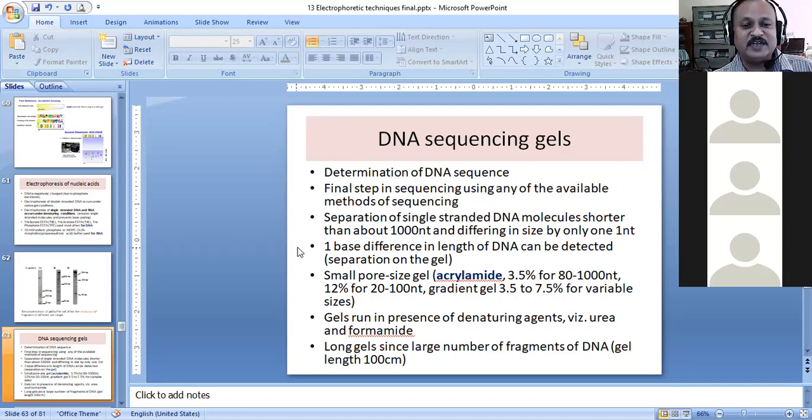Okay, how much is 100 centimeter? 1 meter. 1 meter, very good. Okay, so almost 1 meter long gel we are using for DNA sequencing purpose.